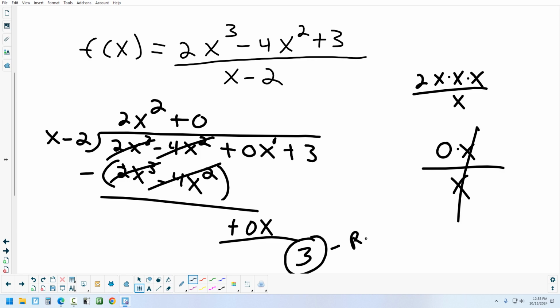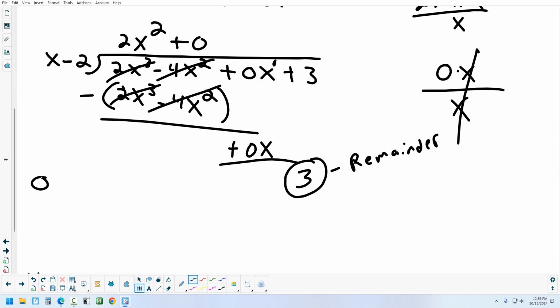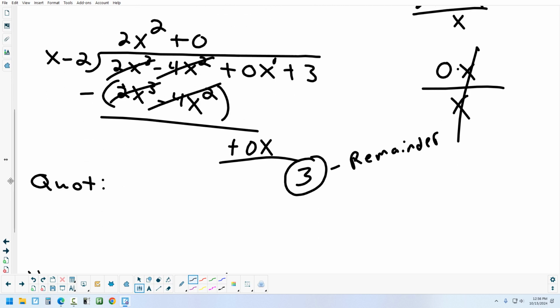So it's not x plus 0 plus? No, the quotient is 2x squared, and then the remainder is 3. Yeah, and we're not going to write 2x squared plus 0 as my quotient. I'm just going to write 2x squared. I gotcha. So my quotient is 2x squared.